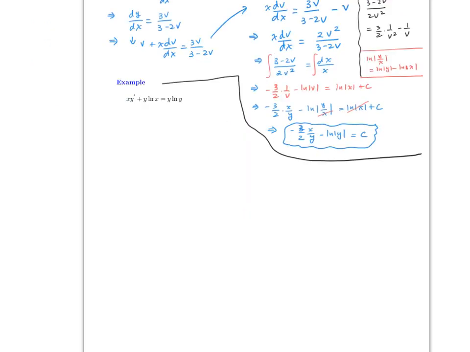Now, one last thing to notice about this part: the answer before was the solution in terms of v and x, but the original question is in terms of x and y, so that's why you had to undo the substitution until you end up with x and y only.